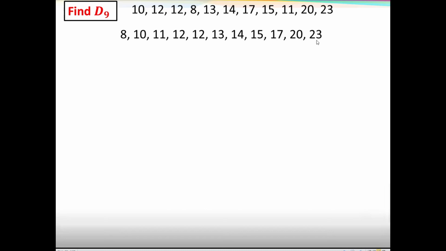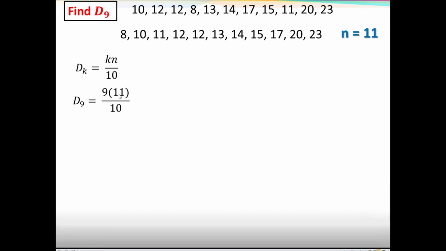Now let's count how many numbers do we have. 1, 2, 3, 4, 5, 6, 7, 8, 9, 10, 11. Therefore, n is equal to 11. We are looking for D sub 9. So we need to use our formula D sub k equals k times n over 10. Here, k will be replaced by 9 because we are looking for D sub 9. And n this time will be replaced by 11. Substituting 9 and 11, we now have D sub 9 equals 9 times 11 over 10.